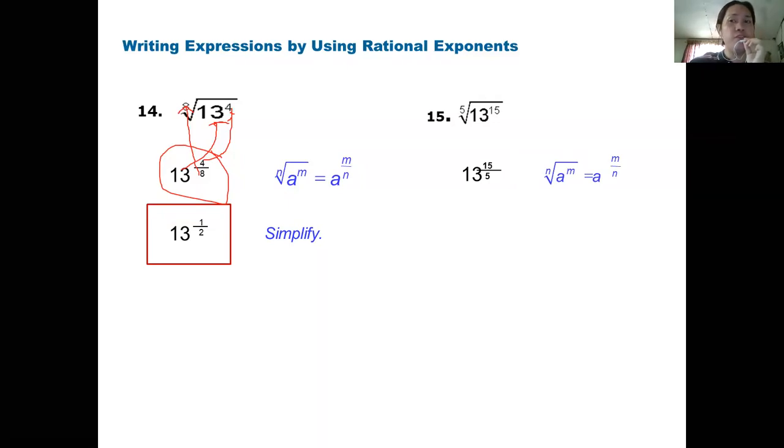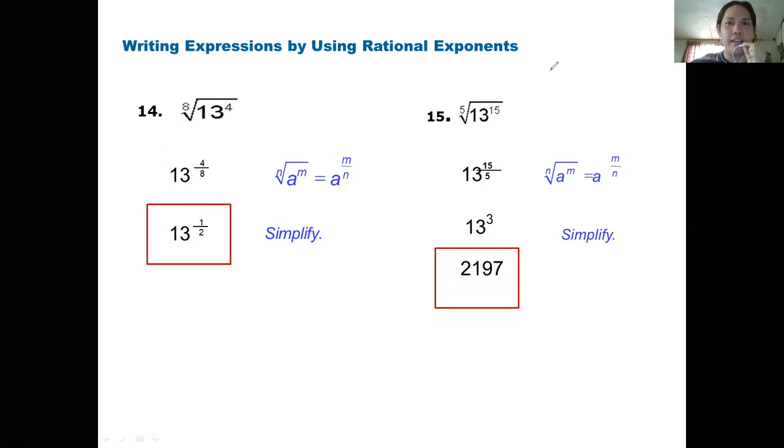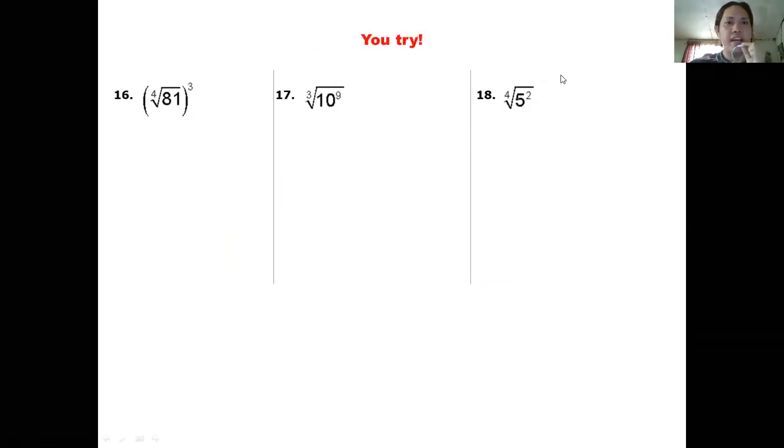And 15 over 5 can be simplified into 3. So our expression now becomes 13 cubed. So the answer is 2,197. Wow, great, perfect. I hope you got it correctly. Let's just clean this one first before we go to the next slide. Okay, our next slide, of course, you are going to try.